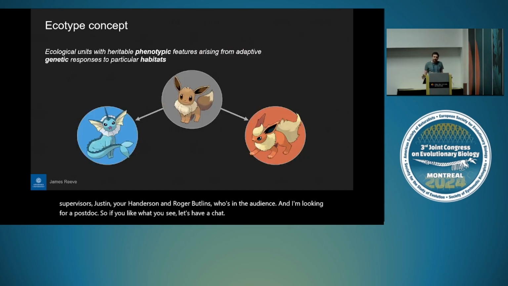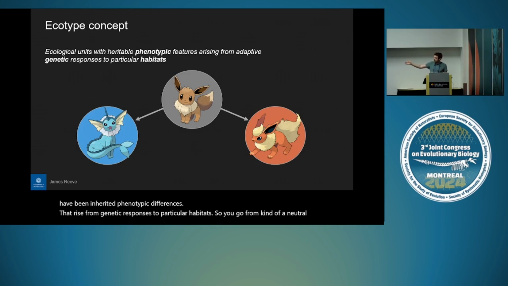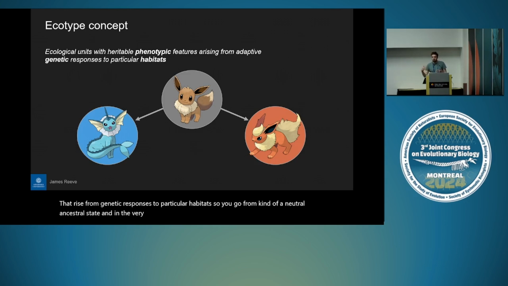What I was looking at is ecotypes. And if you're unfamiliar, ecotypes are ecological units that have inherited phenotypic differences that arise from genetic responses to particular habitats. So you go from a neutral ancestral state, and in a very aquatic environment, you develop aquatic features, and in a more dry environment, you develop different features. But I didn't do the research on Pokemon.